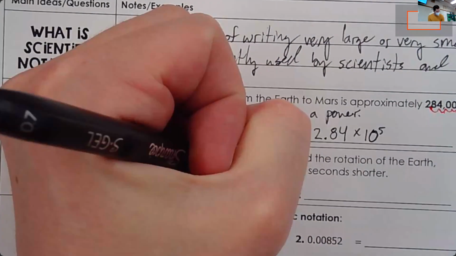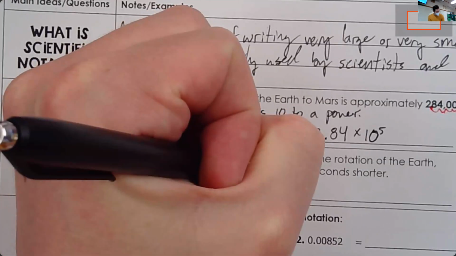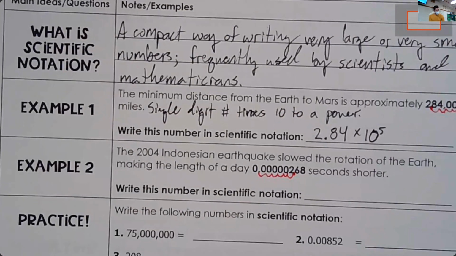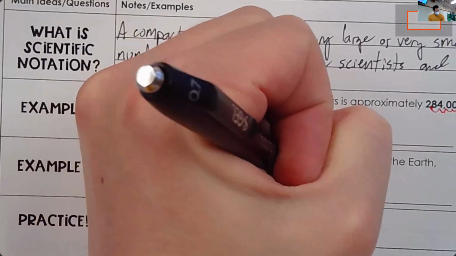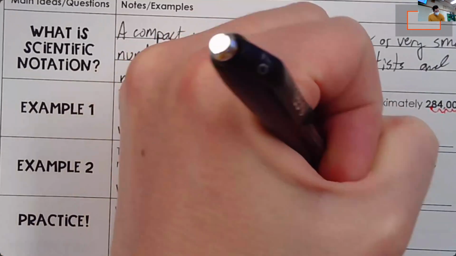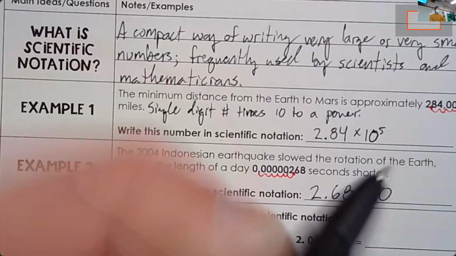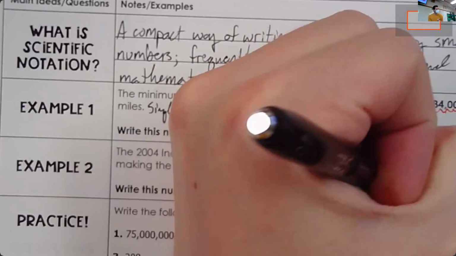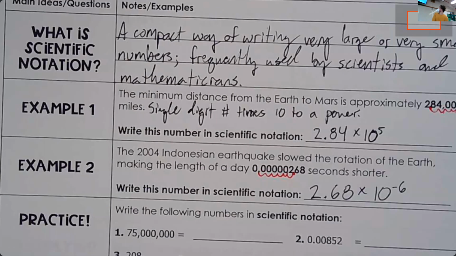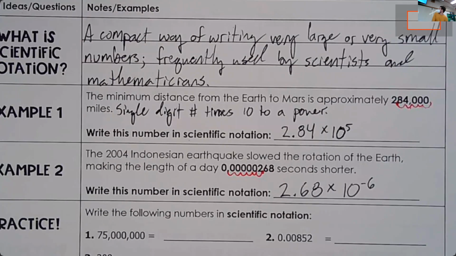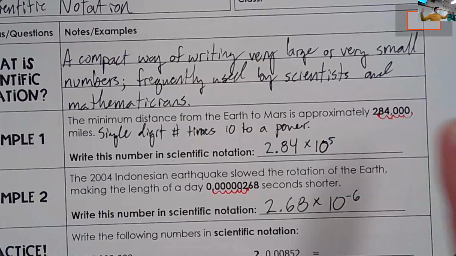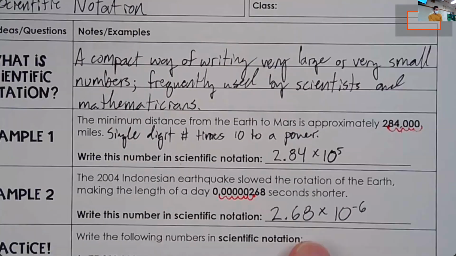So we have to move that one. 1, 2, 3, 4, 5, 6. So we moved it 6, which means we're going to get 2.68 times 10 to the, it's not the 6th power though, it's actually to the negative 6th power. And the reason is because if it was to the 6th power, we would end up with a number that's even larger than this one up here, because that would be making the number even larger. What we need to do is make this number 2.68 to get back to the original even smaller.